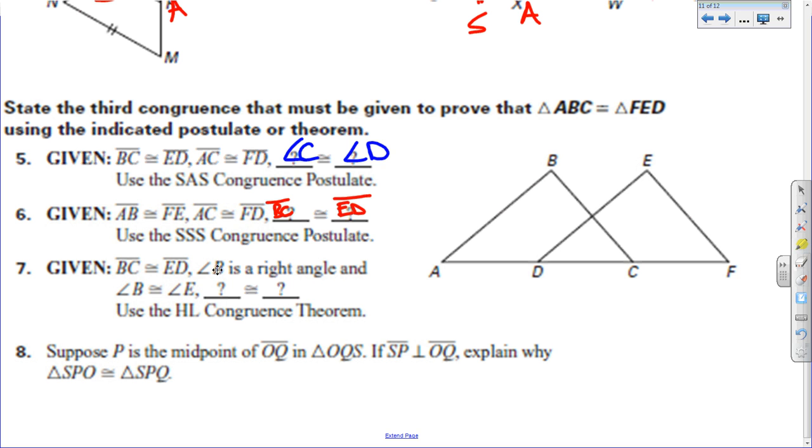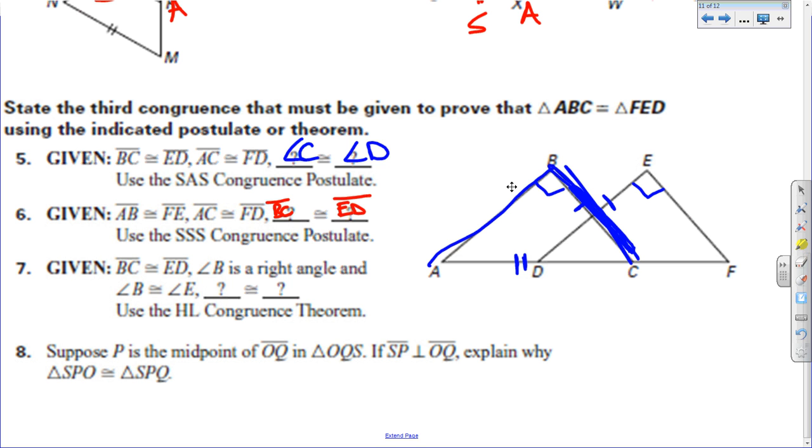Number 7, BC is congruent to ED. Angle B is a right angle. And B is congruent to E. So that's a right angle. And I need to use HL. So I need to know that AC, the hypotenuse out here, is opposite the right angle, or the side of the triangle that the angle doesn't touch. Right?